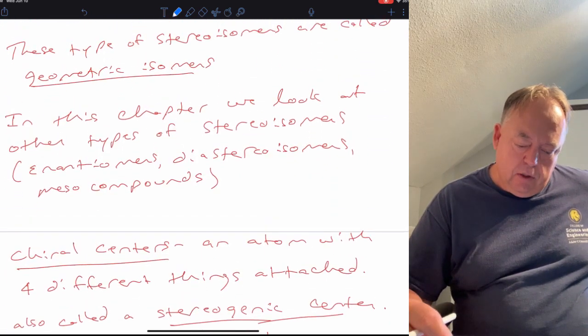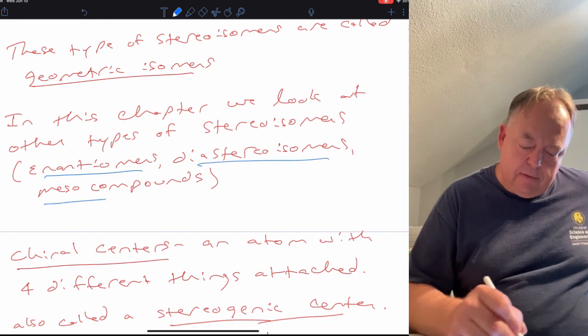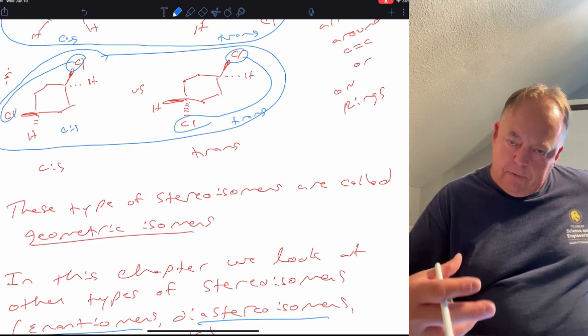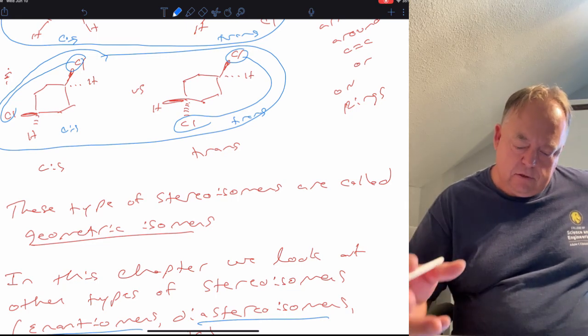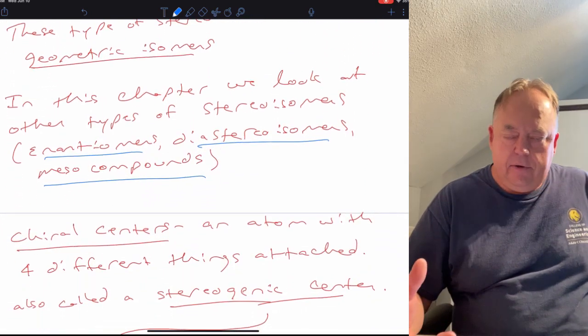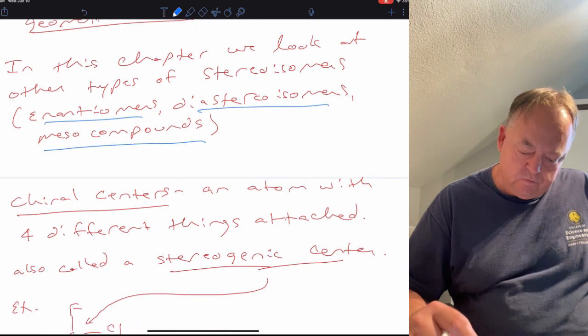In this chapter, we look at other types of stereoisomers called enantiomers, diastereomers, and meso compounds. Technically, geometric isomers are a subcategory of diastereomers, and I'll lay it all out for you later. But we'll look at other types of diastereomers in this chapter, along with enantiomers and meso compounds.